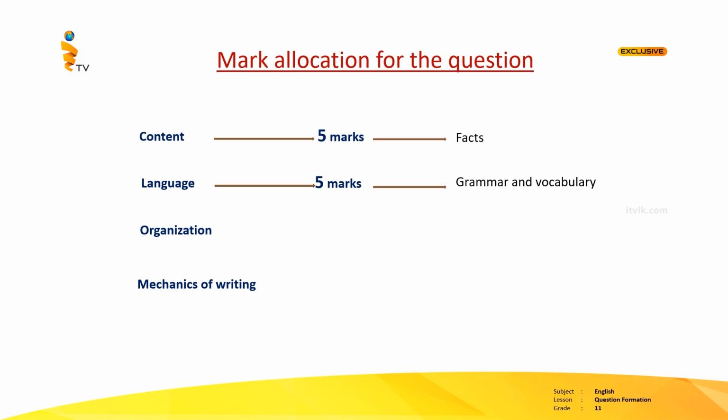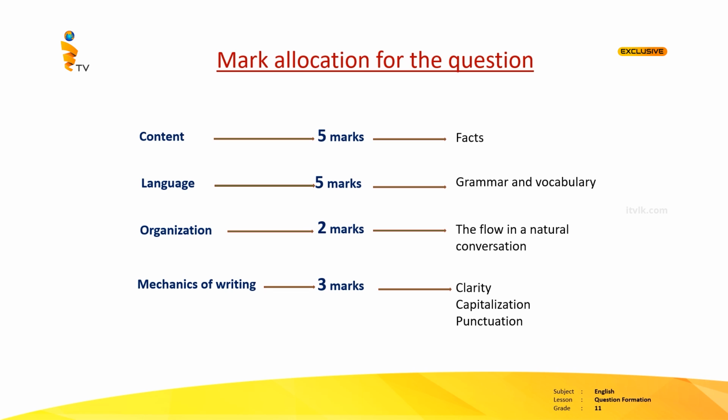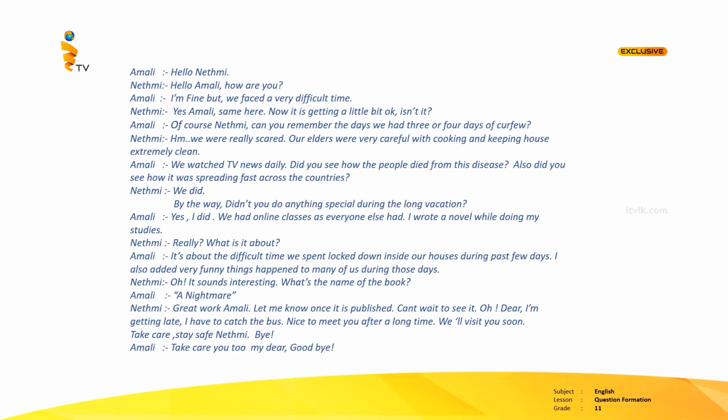For the organization part, you can get 2 marks. Here, you should have a good flow on your dialogue. For mechanics of writing, you can get 3 marks. Here you can score marks for good, beautiful, clear handwriting. Remember to use capitalization and punctuation correctly. Like that, you can score a total mark out of 15. Dear students, here's a model answer for you. You can pause the video and go through it.